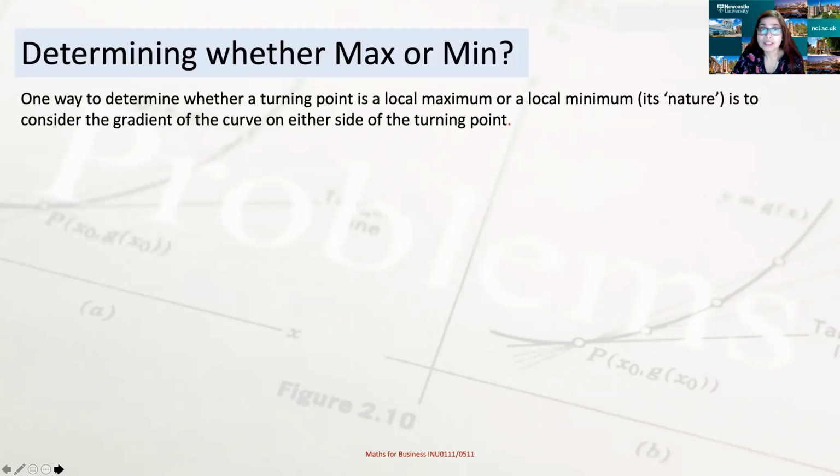So, determining whether it is a maximum or minimum point: one way to determine whether a turning point is a local maximum or a local minimum, that is, its nature, is to consider the gradient of the curve on either side of the turning point.